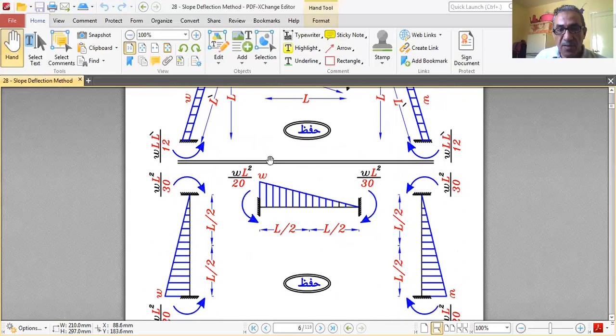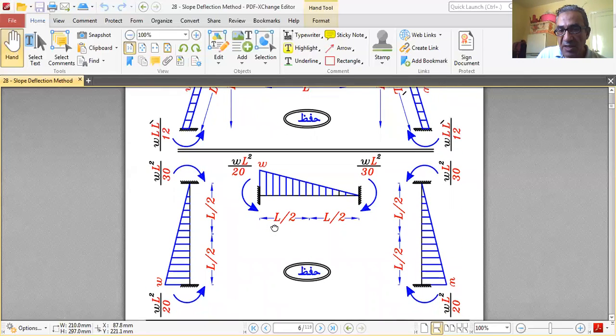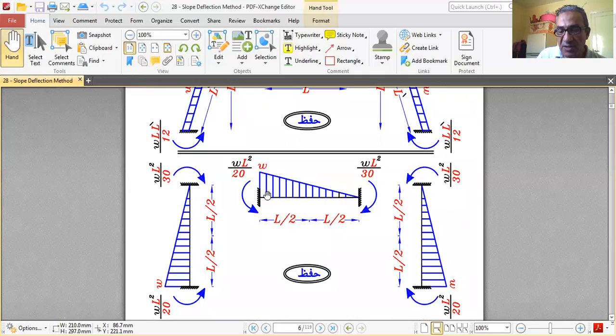Okay. What about the fixity and triangular load? We have fixity, triangular load, W on the left, 0 on the right. We have L over 2, L over 2, but we could just write down L. Anyways, WL squared over 20 and WL squared over 30. So the one close to the load is the bigger one, WL squared over 20. The one far from the load intensity is WL squared over 30.